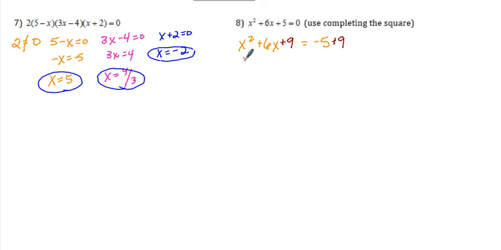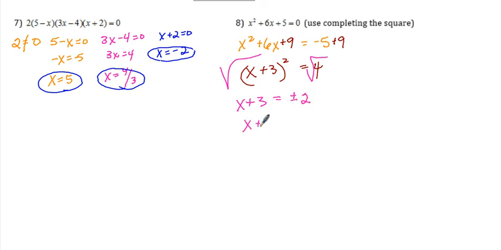We've engineered a perfect square trinomial for ourselves, so we'll factor that as x plus 3 squared. And we'll rewrite the right-hand side as 4. Take the square root of both sides. X plus 3 equals both positive and negative 2. X plus 3 equals 2. X plus 3 equals -2. So x equals -1 and x equals -5. Those are the 2 solutions.